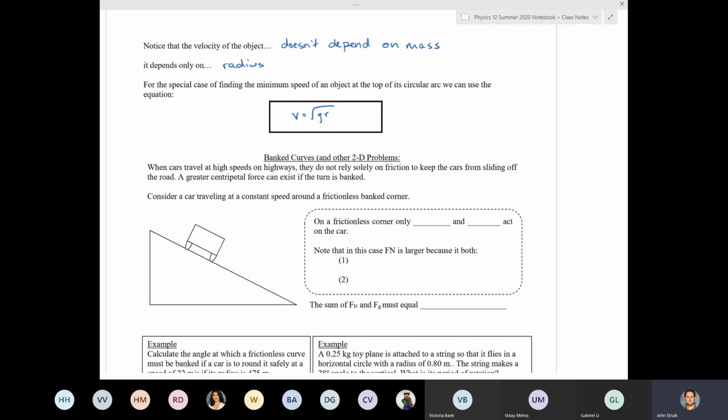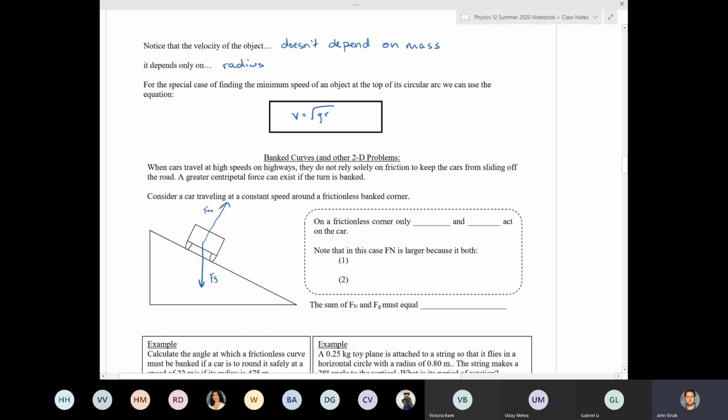So let me explain why banks aid in circular motion. So remember that we have Fg going down. Oh, let's put it this way. Fg going down. And then Fn goes up this way. Okay.